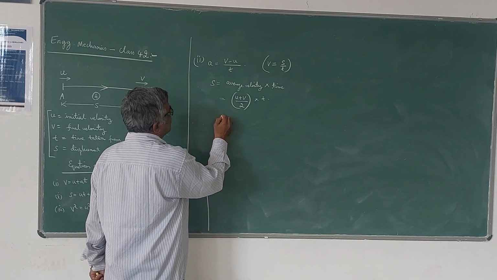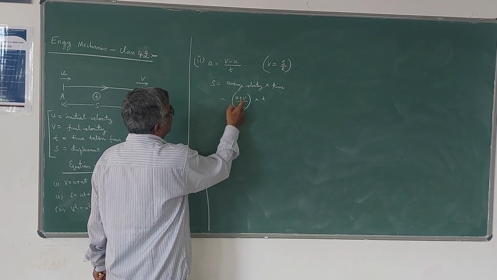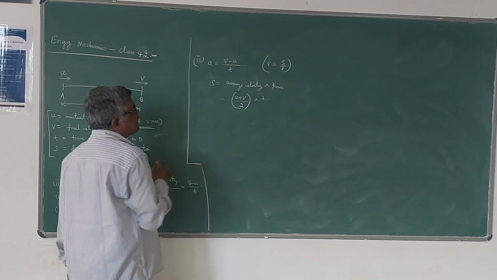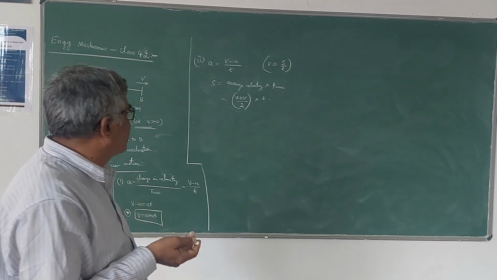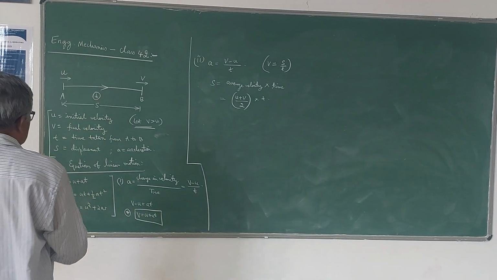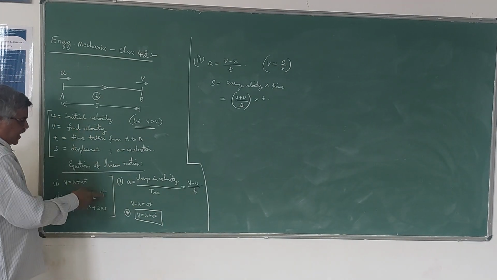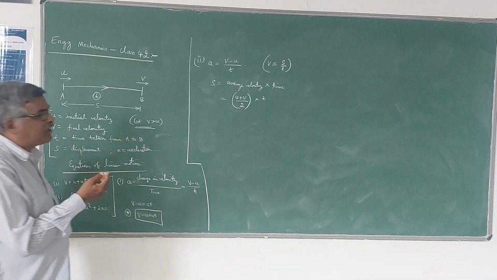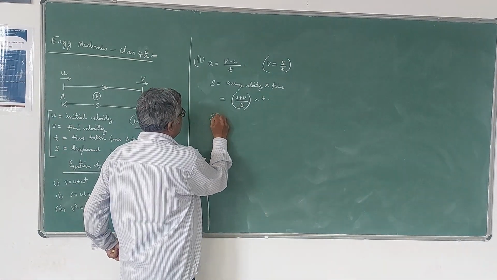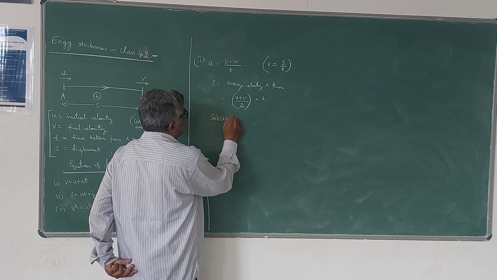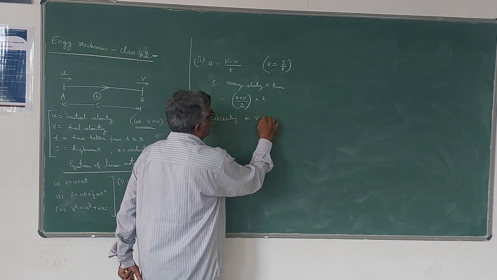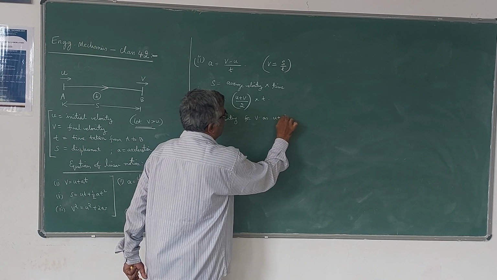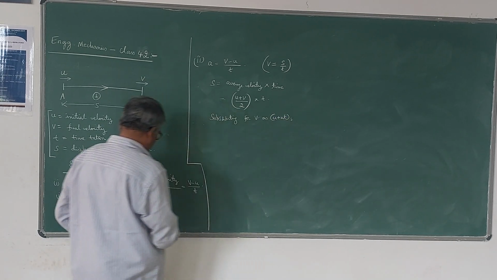Now what I will do here is, substituting for v as u plus at, and then simplifying that, we are going to get the second equation. To get the second equation, we have to eliminate v. So substituting for v as u plus at, which we have got from the first equation.